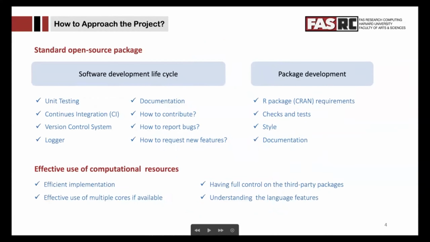There are 3 major categories that can be improved in researcher-developed packages. First, you can take a look at the software development lifecycle. This includes unit testing, continuous integration, version control system, logger, and documentation for developers. There are some requirements for the package itself, and they depend on the language you are developing the package in. This package is in R, and it has its own convention and internal structures.